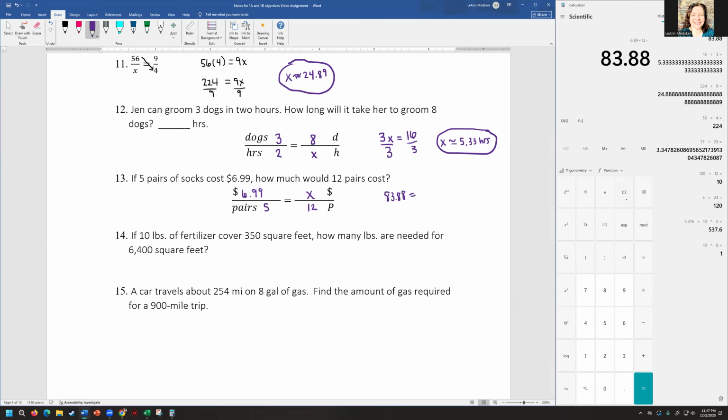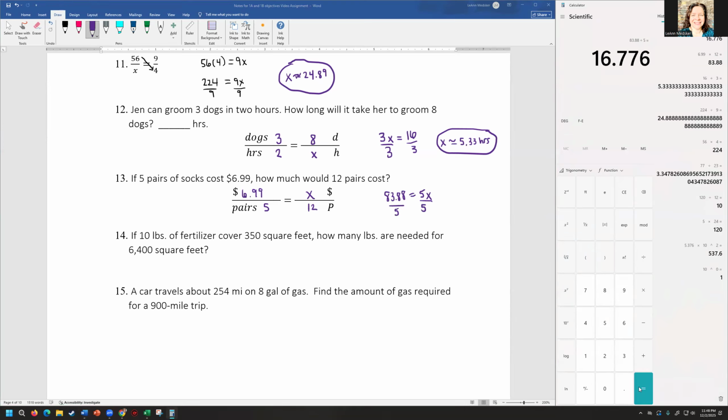And that's going to equal 5 times x. So that would be 5x. We always divide by the number next to x when solving our proportions. So we can take this answer and divide it by 5. And again, we're rounding to 2 decimal places, which makes sense because this is money. So this is $16.78 because the 6 would bump up the 7 to an 8.